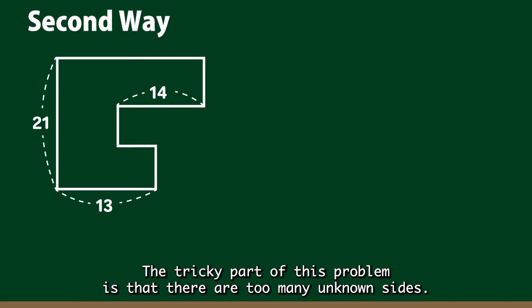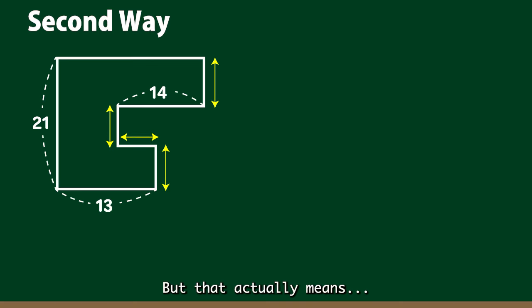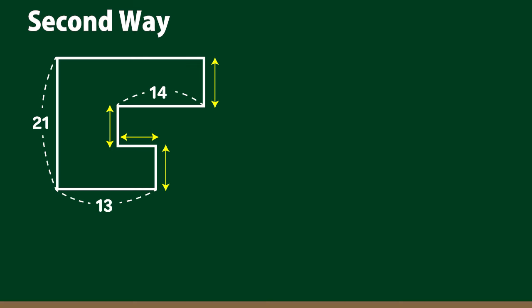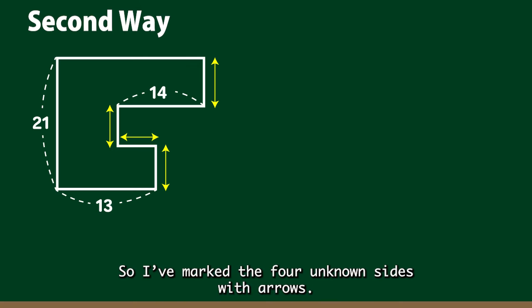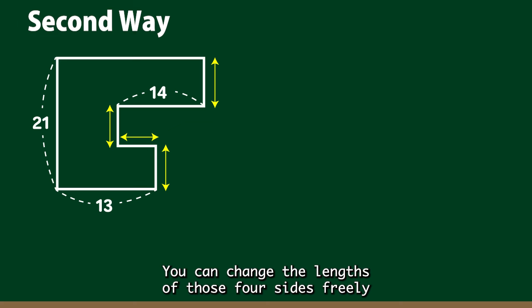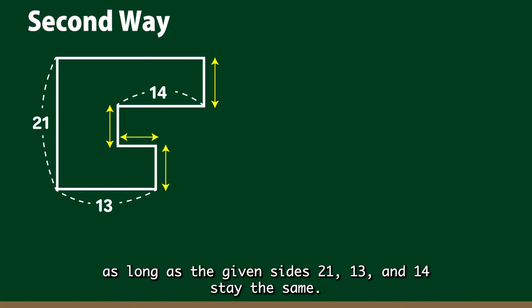The tricky part of this problem is that there are too many unknown sides. But that actually means we can choose any values we like for those sides, and the answer won't change. So I've marked the 4 unknown sides with arrows. If you draw this yourself, you'll notice something interesting. You can change the lengths of those 4 sides freely, as long as the given sides, 21, 13, and 14, stay the same.